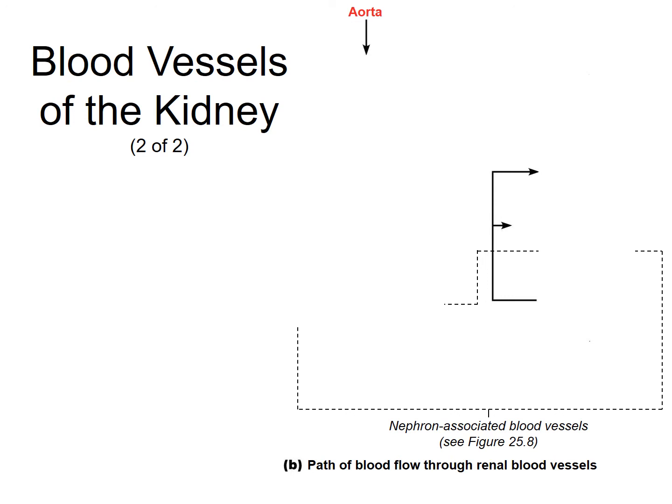So the renal artery is a branch off of the abdominal aorta. So the abdominal aorta gives rise to the renal artery. The renal arteries will give rise to the segmental arteries, which themselves give rise to the interlobar arteries. The interlobar arteries give rise to the arcuate arteries, which, as we saw in the previous slide, are right at the border of the cortex and medulla of the kidney.